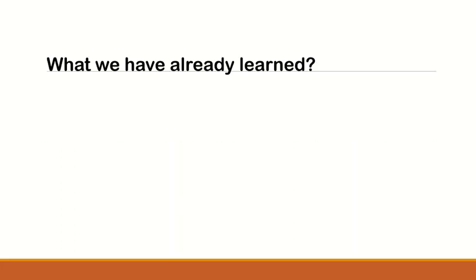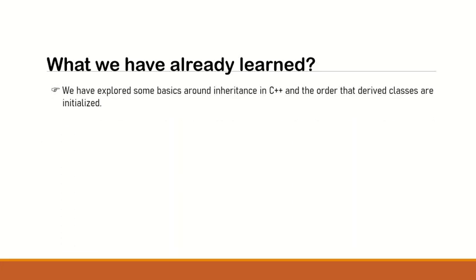Okay. For your revision purposes, we have explored some basics of inheritance in C++ and the order in which derived classes are initialized, the order of constructors. We have mainly discussed single inheritance. I hope you remember the classes from the very first lecture: the person class, then the baseball player class. Similarly, we discussed that an employee class can be derived from the person class. These are all examples of single inheritance.